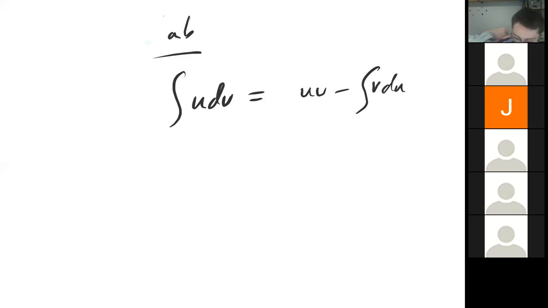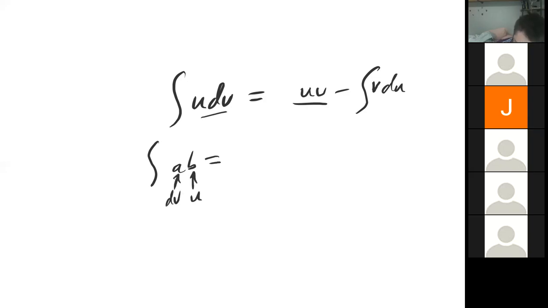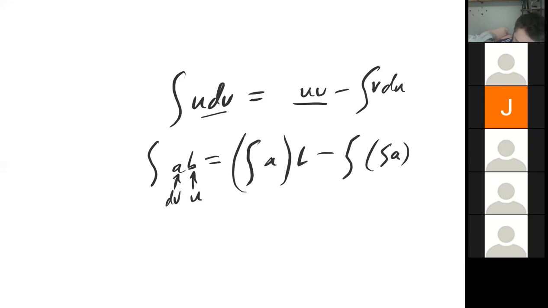Well, let's see what it means. So if we're integrating something that looks like AB, and we transform this in this way, let's say that A is our dv and B is our u, okay? So then we end up with the integral of A B, minus the integral of A B prime, okay?